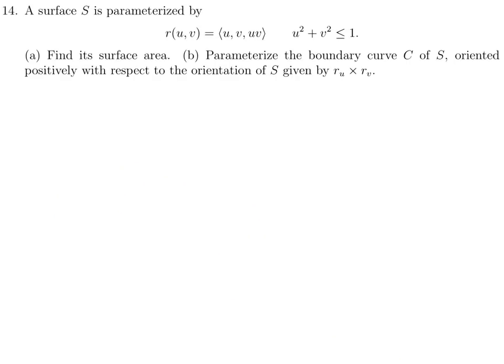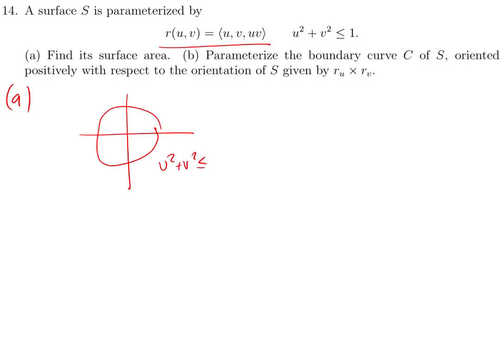Okay, so in this question, you're given a parameterized surface. You have to do two things. One is find the surface area, and the other is find a parameterization of the boundary curve with the correct orientation. So let's start with the surface area. We're given this explicit parameterization, r of u v is equal to u comma v comma uv. And so what this looks like is that there's a uv plane where the parameter domain is just a disk, and r is mapping this into a three-dimensional surface.